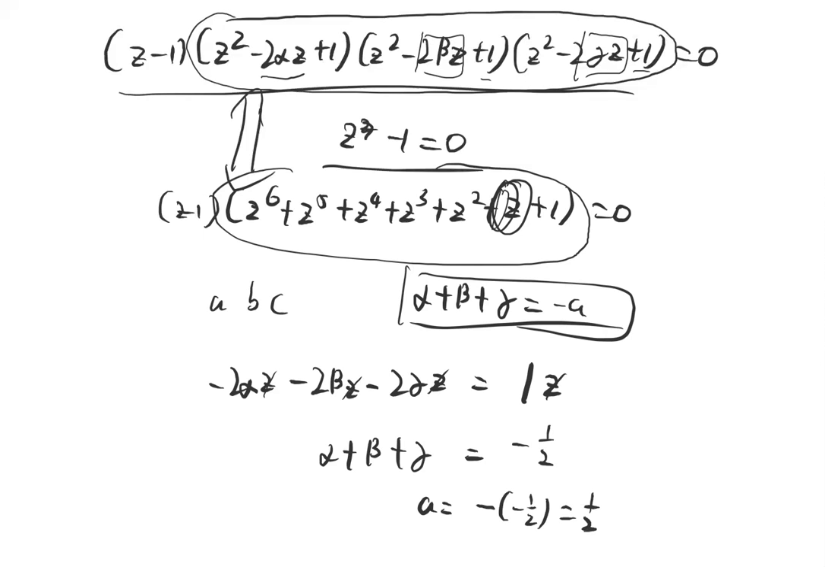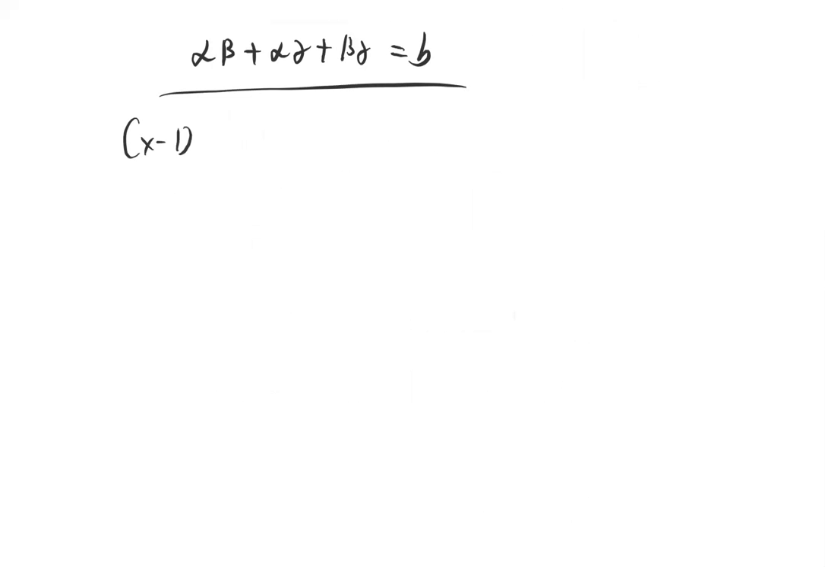How about for B? B is basically alpha beta plus alpha gamma plus beta gamma equals B. And let me just write out the previous equation first.